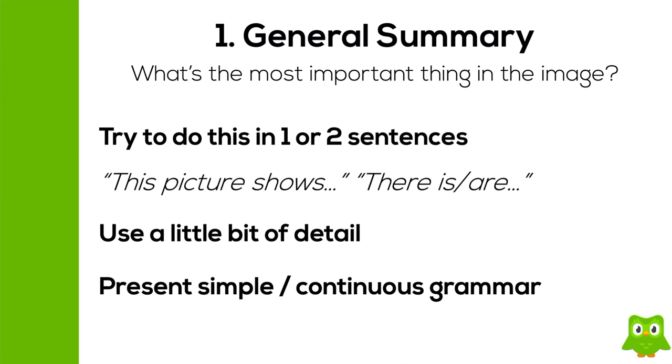You want to start your description with a general summary, usually one or two sentences. You should ask yourself, what's the most important thing? In your planning stage, you've already answered the question, what's the most important thing? So you should describe and talk about that important thing. You can begin your sentences like this: This picture shows, this image shows, or in this picture there is, or in this image there are. You should also include a little bit of detail in your summary. And the grammar you should use is either the present simple or the present continuous.